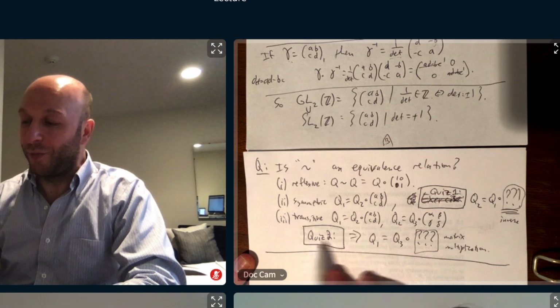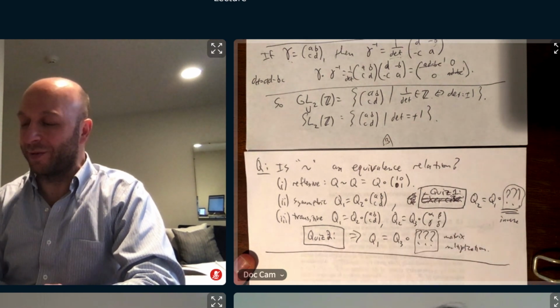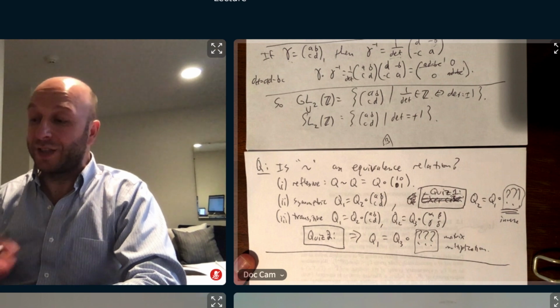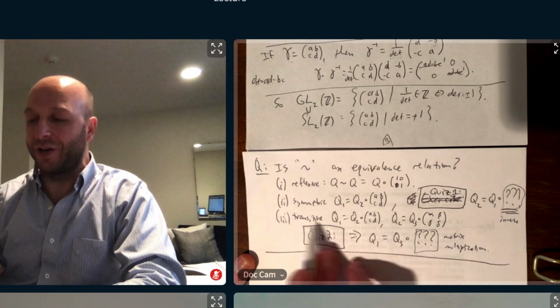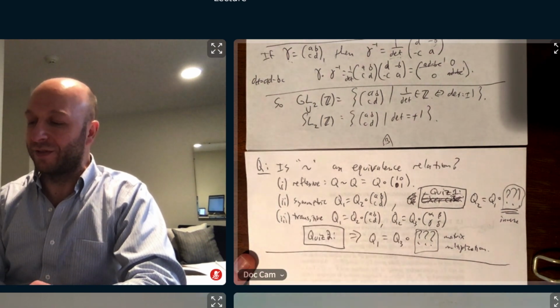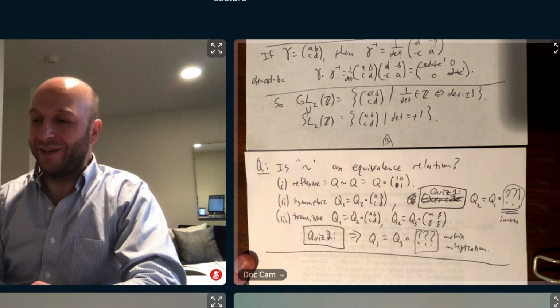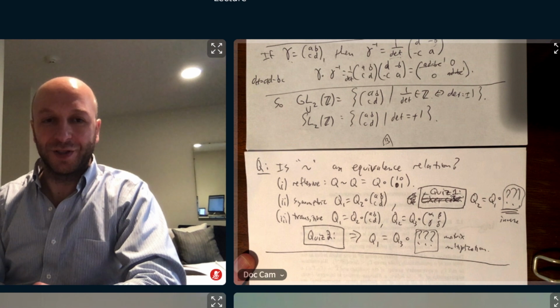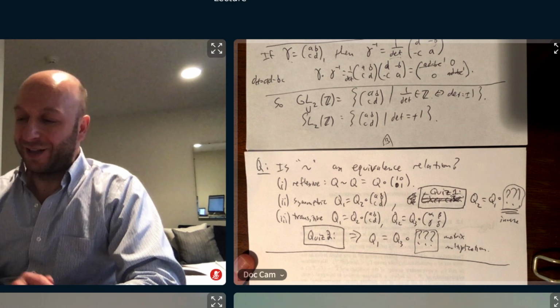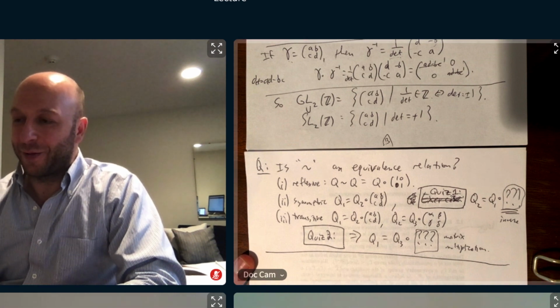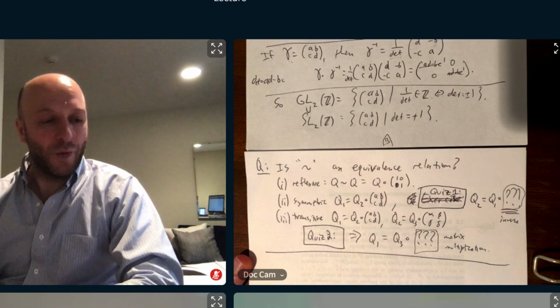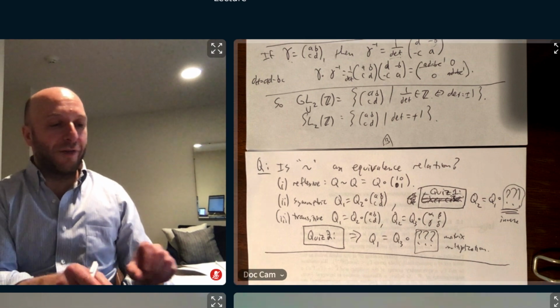Okay, so these are important problems to understand. So the answer is it is an equivalence relation. We do have transitivity, we do have symmetry, we do have reflexivity. And I'm trying to get us to start thinking about the reduction theory. Well, okay, so we have our quadratic form.